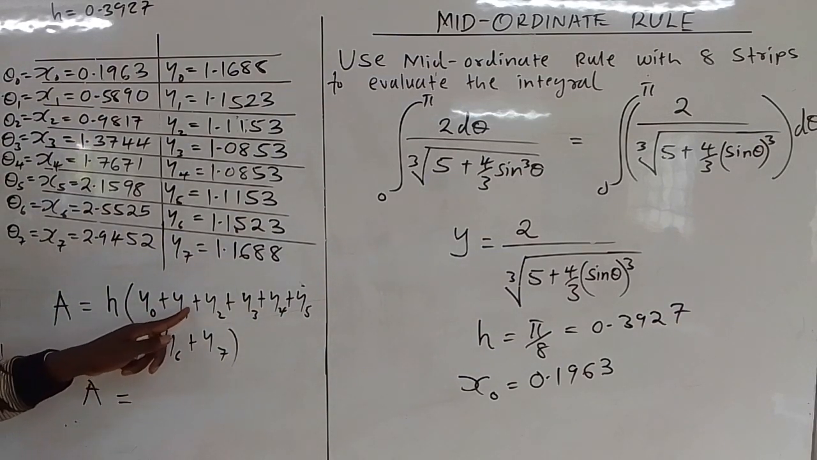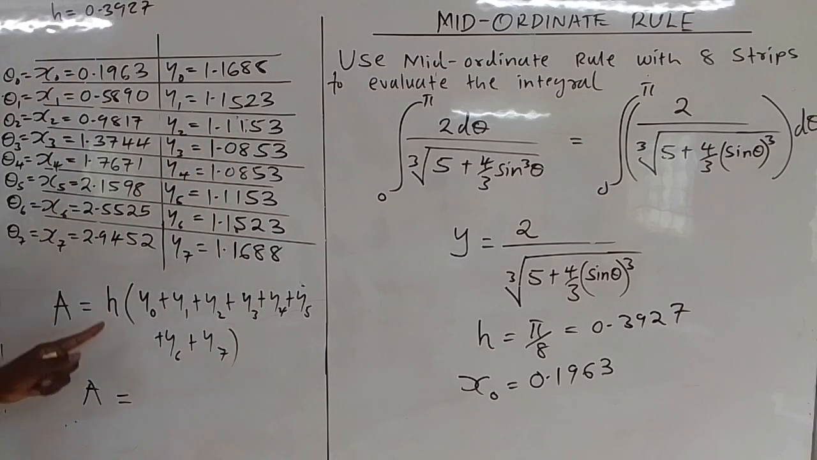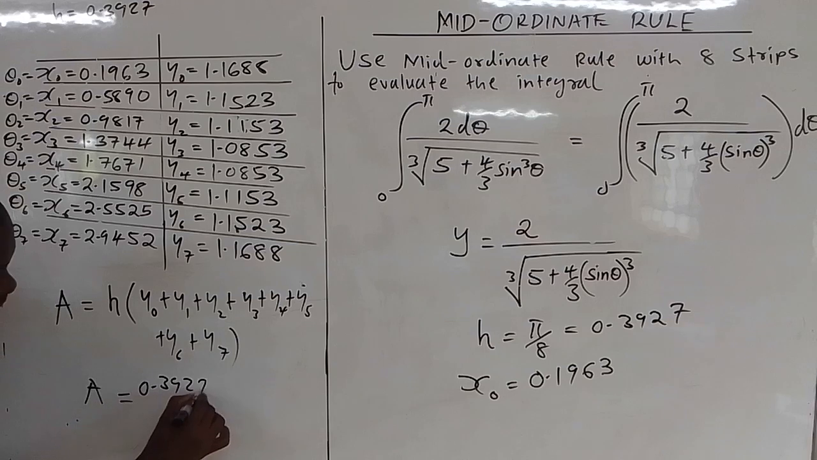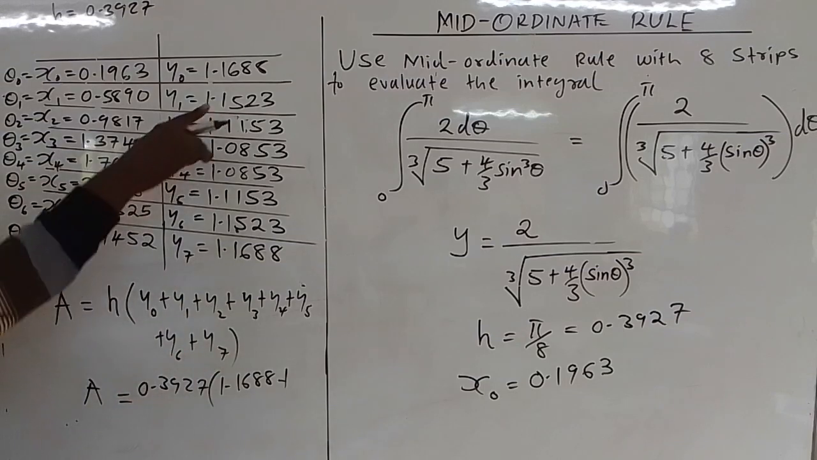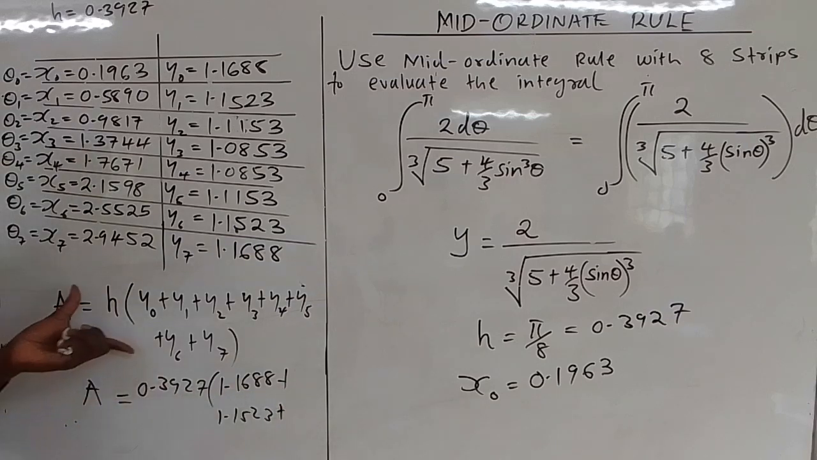Now from there you write is equals to what? You don't come here and start substituting this one because you already have them here. And your h you already have on top here. So that is the work of the calculator. Then you write the answer. Are we together? Yes. That is the work of the calculator. Don't come here and start saying H is 0.3927, then in bracket Y0 is 1.1688 plus Y1 is 1.1523. That is the work of the calculator. Your work is to write the formula and have the values, then the calculator gives you the answer. Are you seeing that? You don't do this substitution. You are now wasting time, okay? Are we together? Yes.